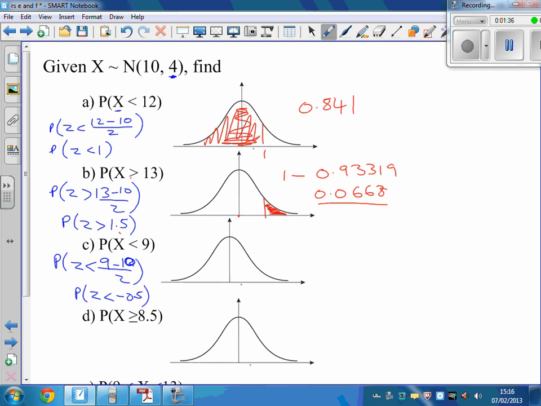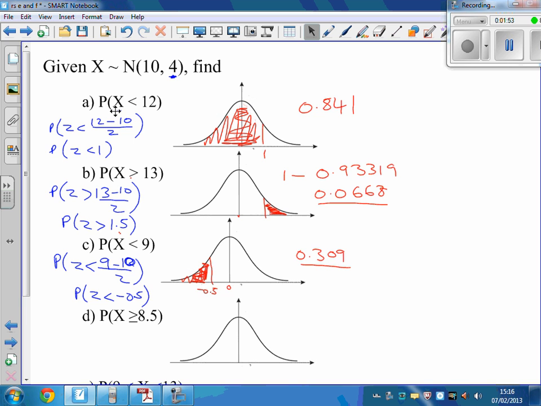Here we've got a less than, it's minus 0.5. So here's 0, here's minus 0.5. Look, it's going to be a small number. It's certainly going to be less than a half, this probability here. Look up minus 0.5 on the calculator and just get 0.309 straight away.